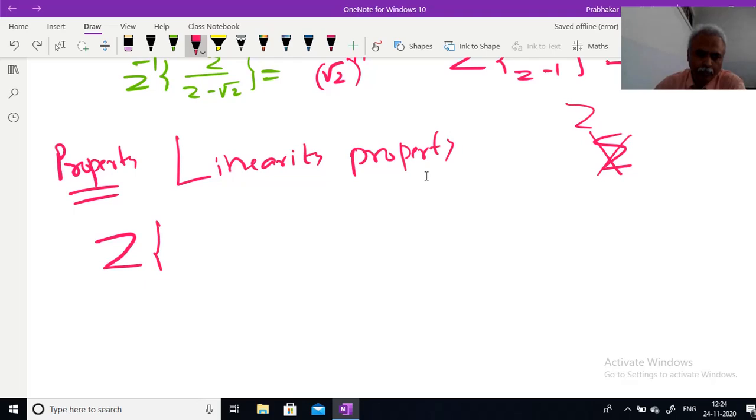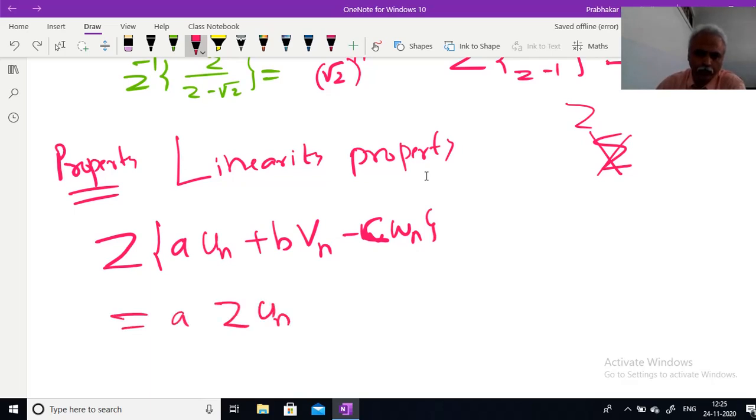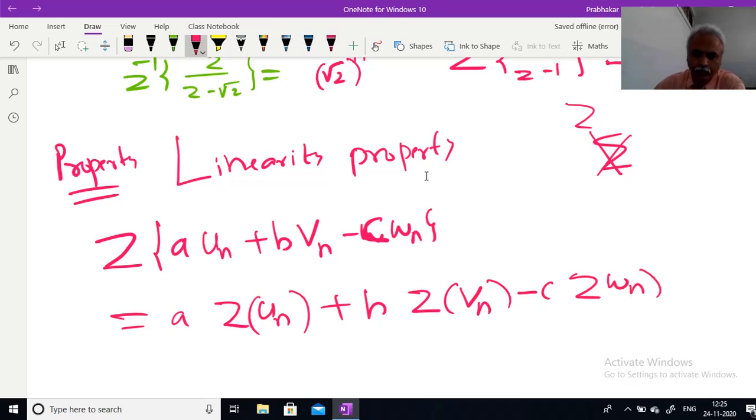Z transform of A into Un plus B into Vn minus C into Wn is equal to A into z transform of first one plus B into z transform of second one minus C into z transform of third one. So why not we should do some examples of this. The proof we are skipping here. Why not we should do some examples on the linearity property.